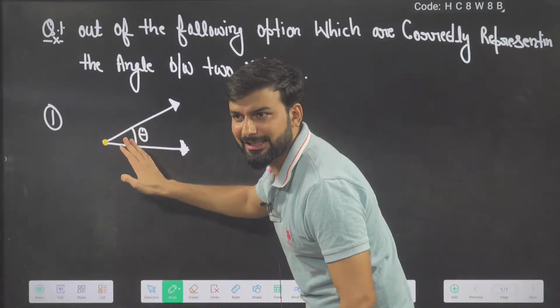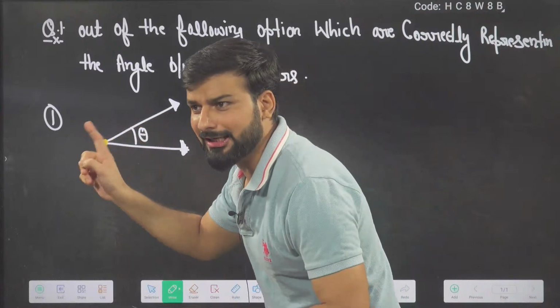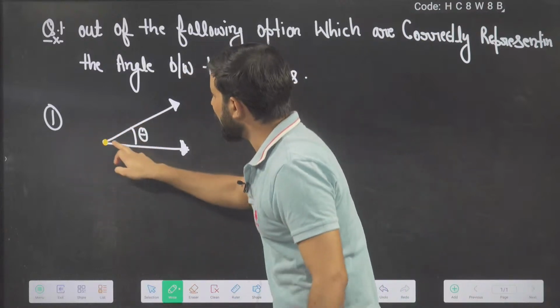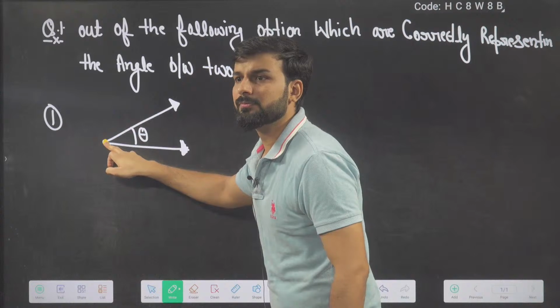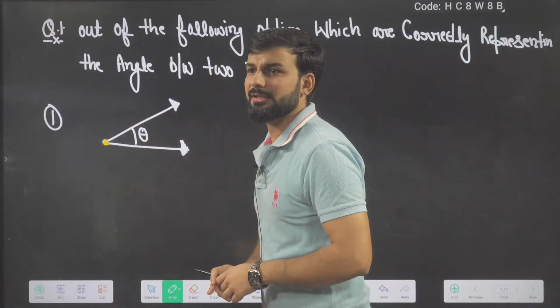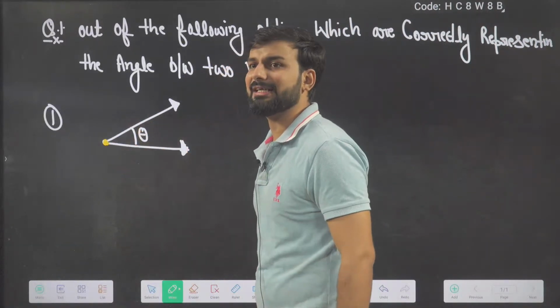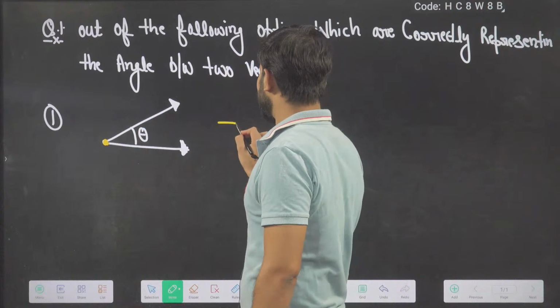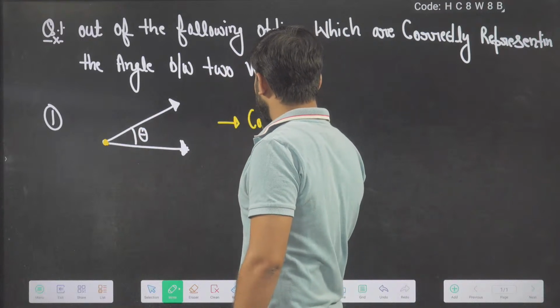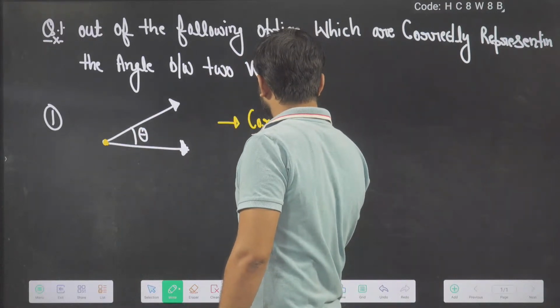Is there any head or tail here? No head or tail. Here, what is matching? Only the tails are matching. If tails are matching, then this angle is correctly represented. Yes, this diagram is correctly representing the angle between two vectors.